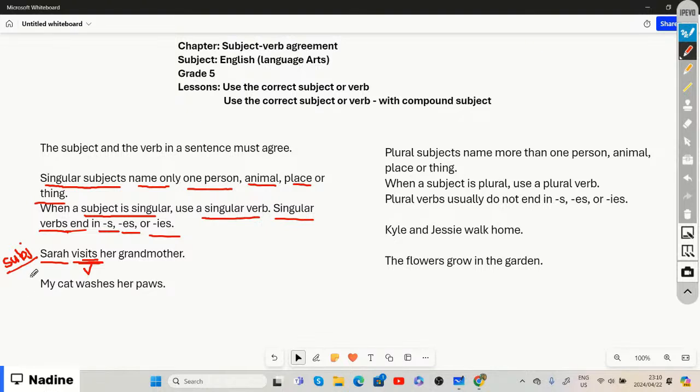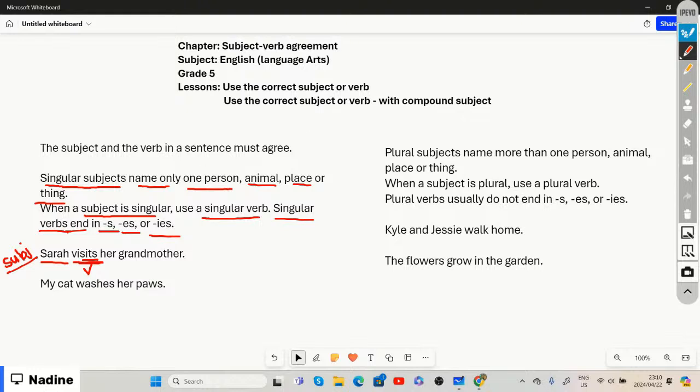Remember, we said our subject as well as our verb need to agree. And when we have a singular subject, which refers to one person, animal, place, or thing, like Sarah, then it needs to agree with our singular verb, which ends with s, es, or ies. In this case, we don't say Sarah visit her grandmother. We say Sarah visits her grandmother. So it ends with an s.